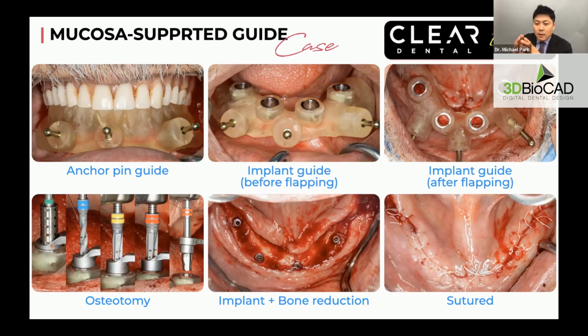If you look at the top right picture, that's the implant surgical guide placed after flapping. As you can see, the anchor pin still goes in. So now the implant surgical guide is placed in the correct position and is stabilized by the anchor pins. So now it's really easy. We do our osteotomy and then ultimately place our implants. If you look at the picture in the middle on the bottom, we placed our implants, did the bone reduction, and of course sutured.